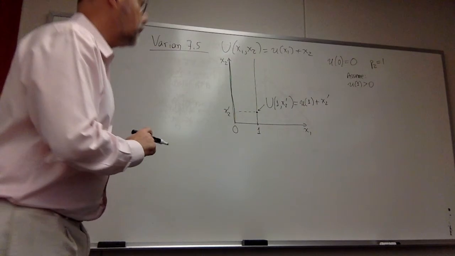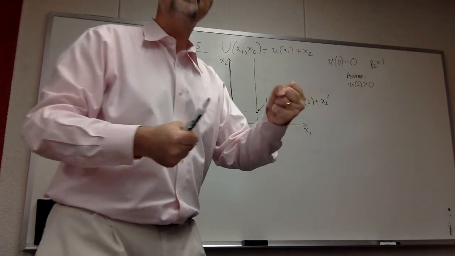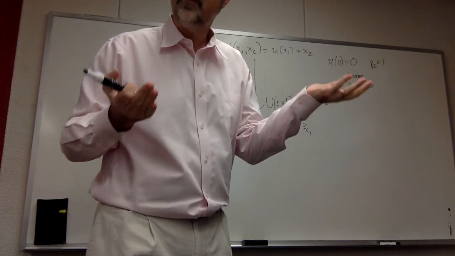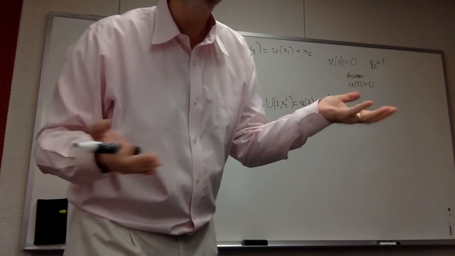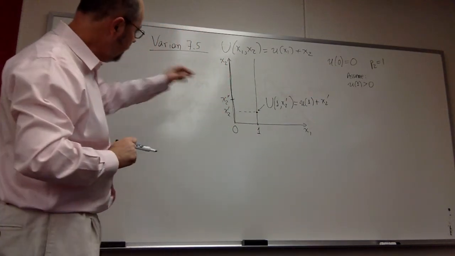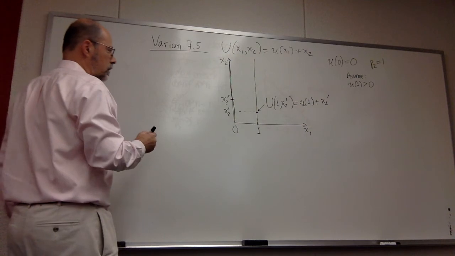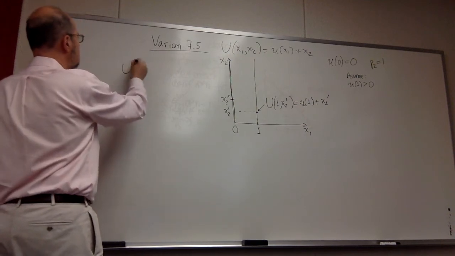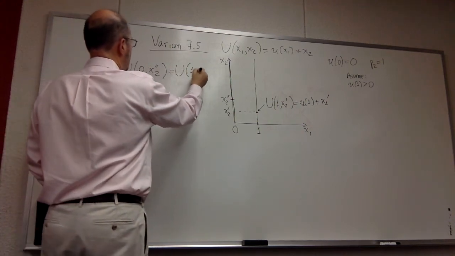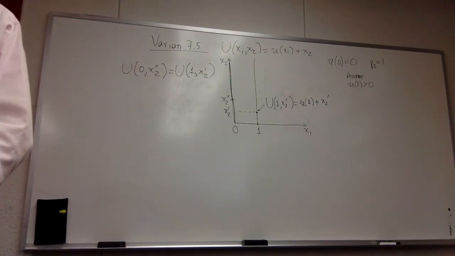Now, in order to be indifferent, since I'm losing u of 1 by dropping the consumption of x1 to 0, I need to get more x2, otherwise I will not be indifferent. I will have lower utility. So I'm going to be somewhere here, let's call it x2 double prime, and I can in fact tell you how much that has to be. How? Because I know that big U at (0, x2 double prime) must equal big U of (1, x2 prime), right?